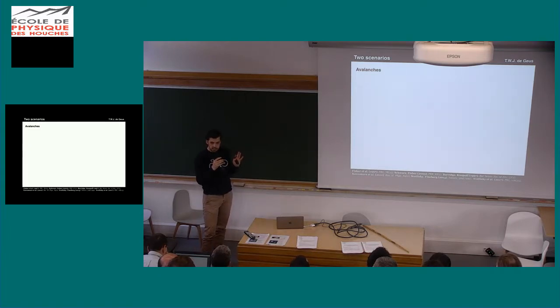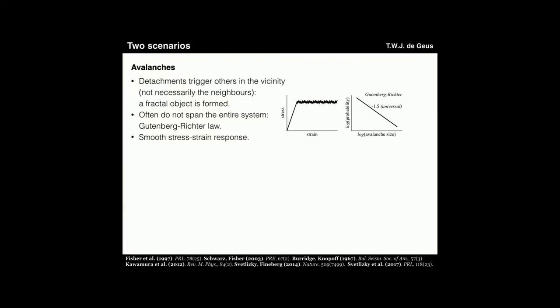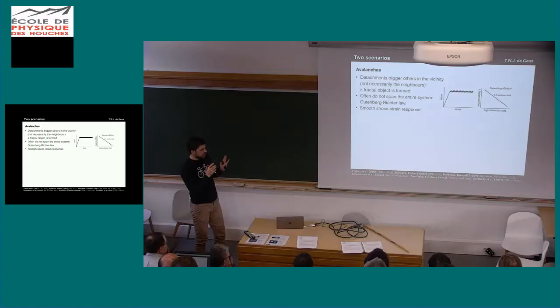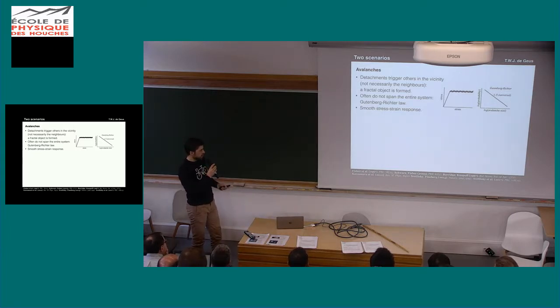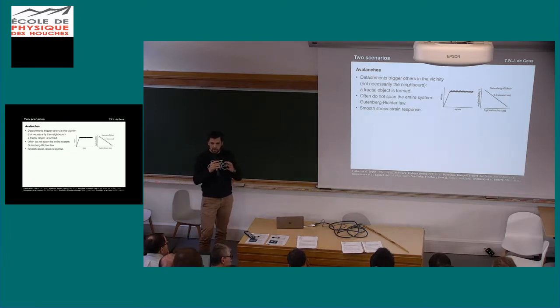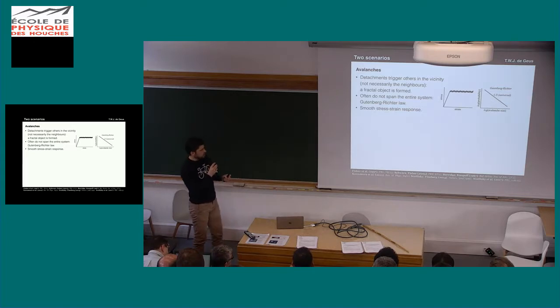The first is avalanches. I don't need to explain, but I will still highlight a few things that we consider to be important. So in an avalanche, one detachment of one asperity triggers another detachment of an asperity, but not necessarily the neighbor. So it could be in the vicinity, but not necessarily the neighbor. So some fractal object could be formed. If this scenario is true, often the detachments will couple, but they will not destabilize the whole interface at once. So that will result in a sort of smooth stress strain response.